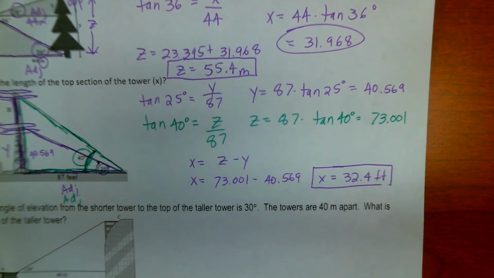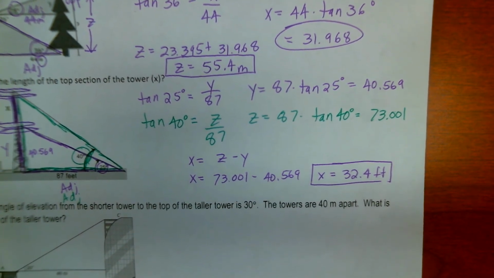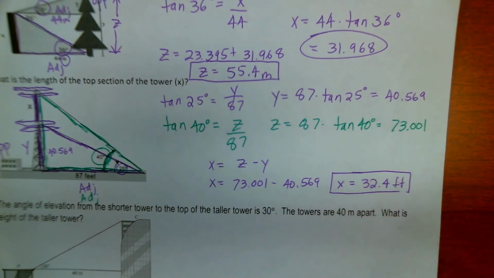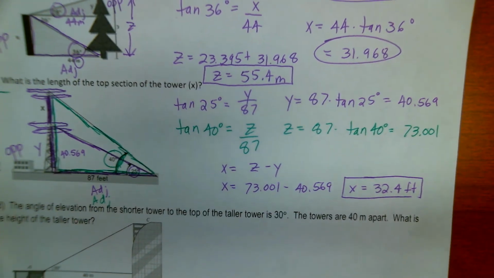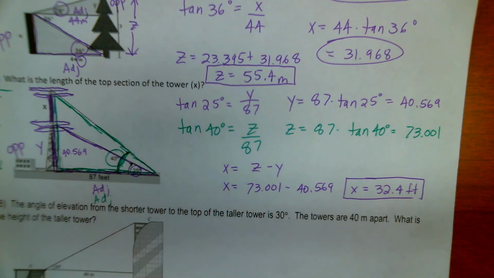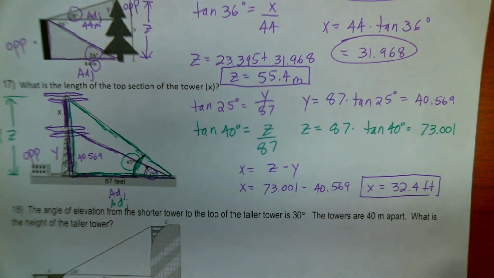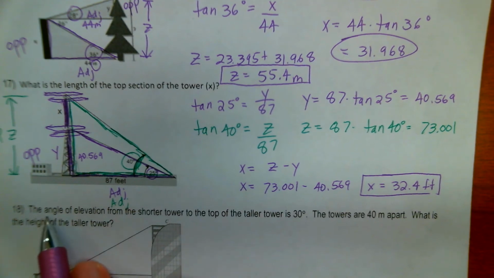Does that sound reasonable to you? Does it sound reasonable that a tower would be 73 feet tall? 7 basketball goals, 10 foot. 7 basketball goals tall? Yeah, I buy that. The top half is 30 feet, 10 yards. Yeah. Sounds reasonable to me.